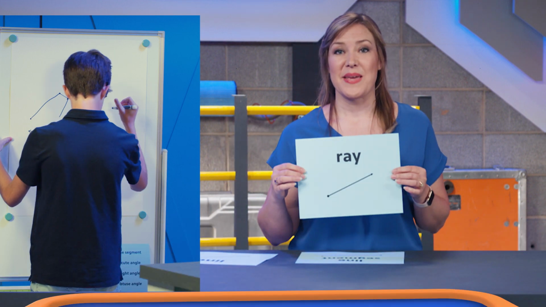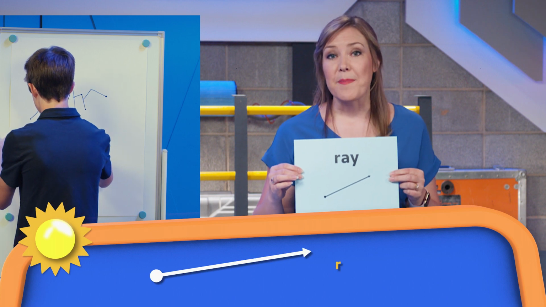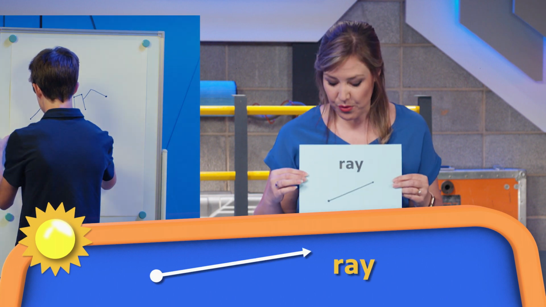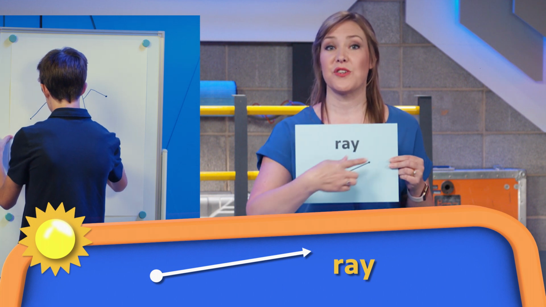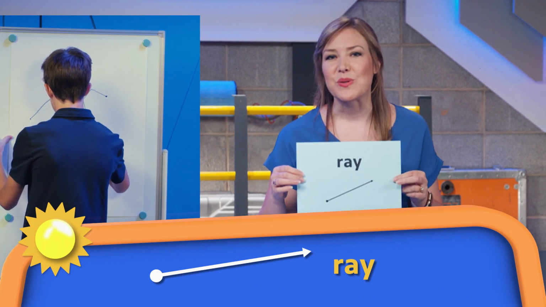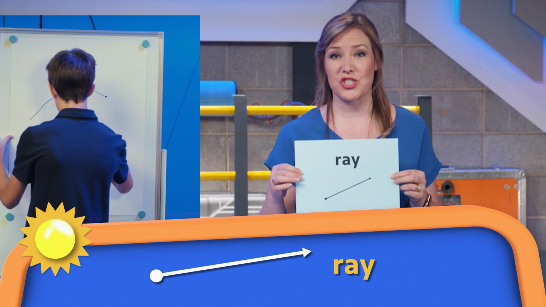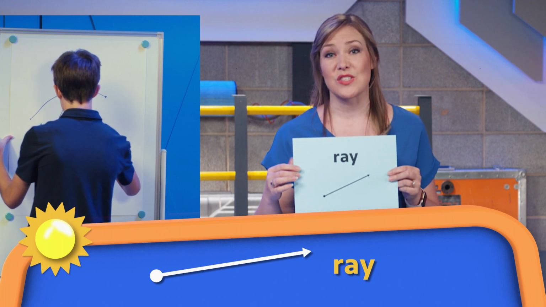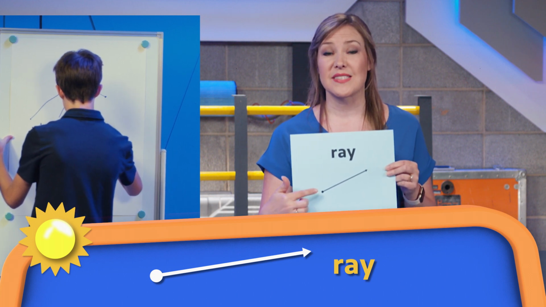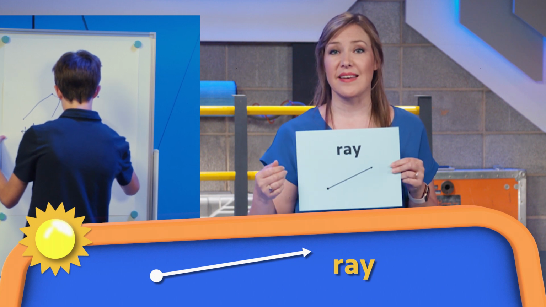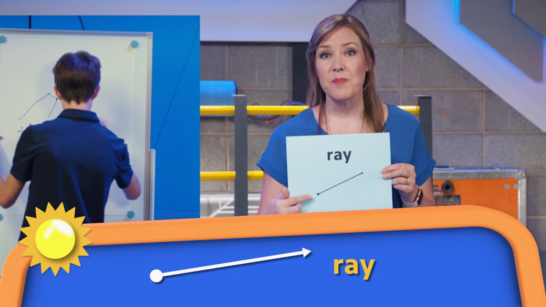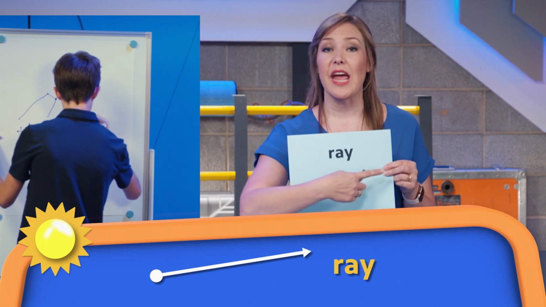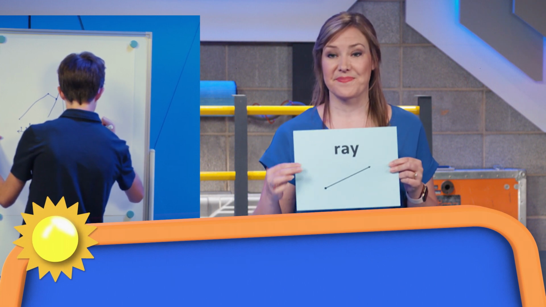Our next element is a ray. A ray begins in a specific location with a point, and then it extends infinitely in one direction. I tell my students to think about a ray of sunshine, where the sun is like the starting point, and the ray of sunshine shoots out from the sun, and it goes on forever and ever. We draw a ray with the starting point, and then we make sure to put an arrow on the other end.